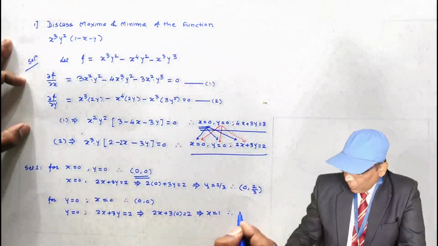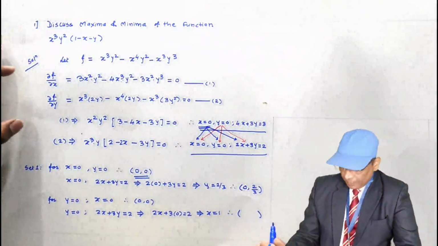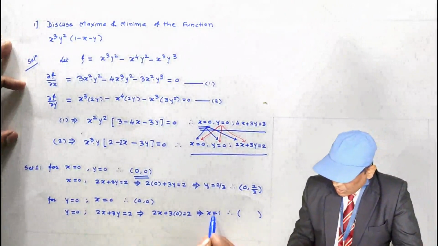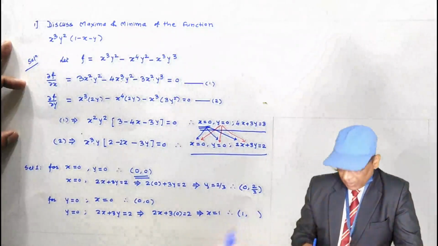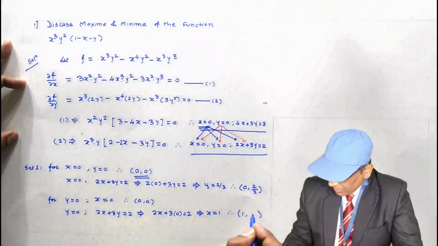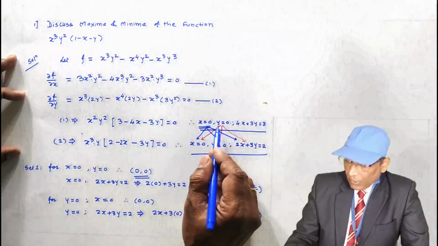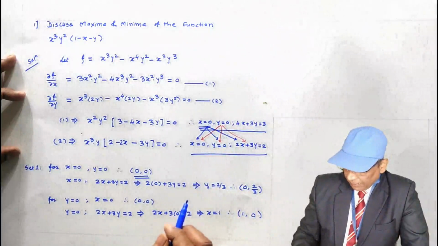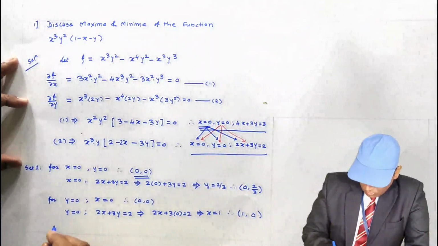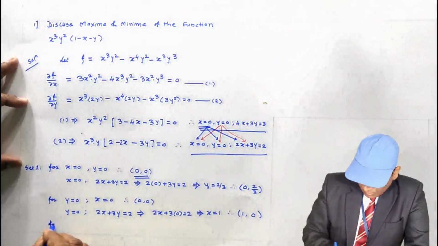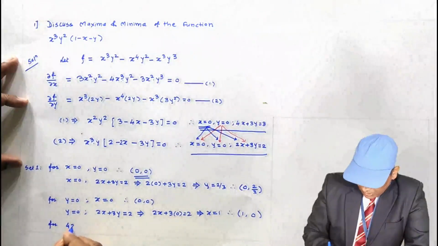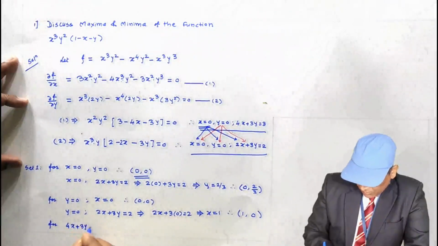Therefore, the new point we have obtained, x is 1, x coordinate, then y coordinate. The next point here. Now, the term of y equal to 0 is exhausted. Now for 4x plus 3y is equal to 3.